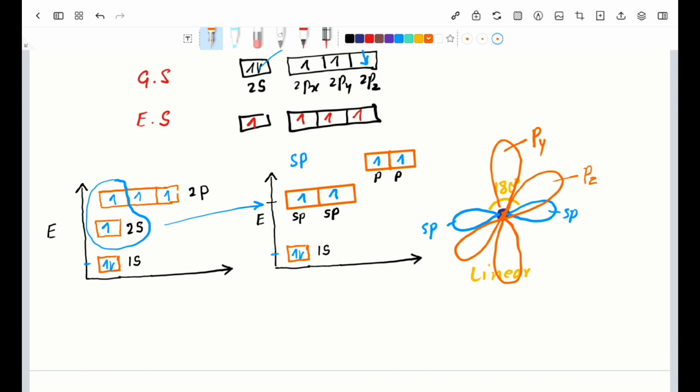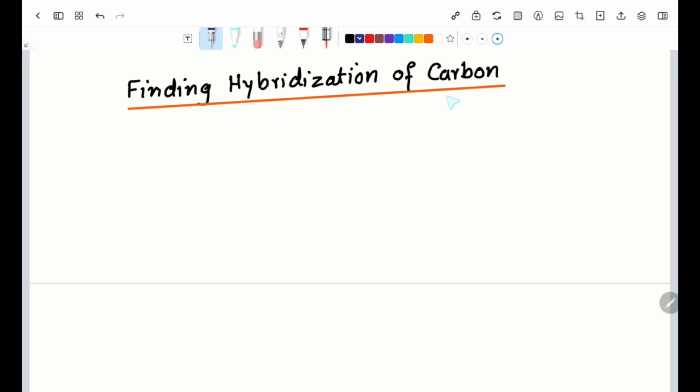There is sp mode of hybridization, no d orbital is involved, only s and p orbitals participate in the hybridization, and there are three types that we have discussed: sp3 hybridization, sp2 hybridization, and sp hybridization. The next is how we can find which type of hybridized a carbon is, sp3, sp2, or sp. Finding hybridization of carbon.